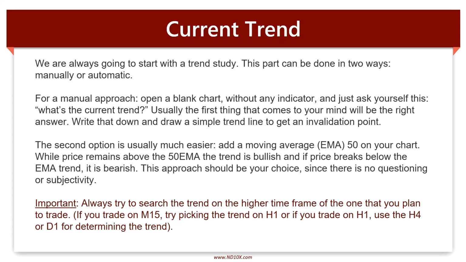The second option is usually much easier. Add the moving average, EMA 50, on your chart. While price remains above the 50 EMA, the trend is bullish, and if price breaks below the EMA, the trend is bearish. This approach should be your choice, since there is no questioning or subjectivity in this part. You can also play with different EMAs. I like 50, but you can also try 100 or 200.